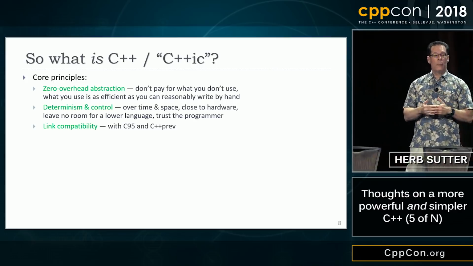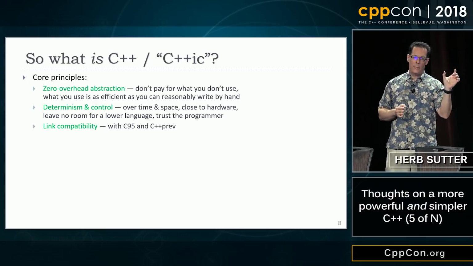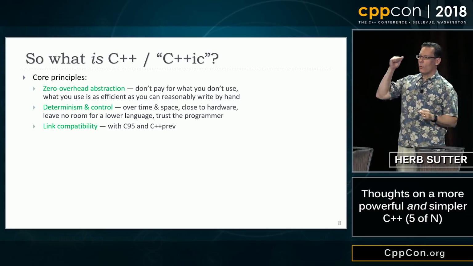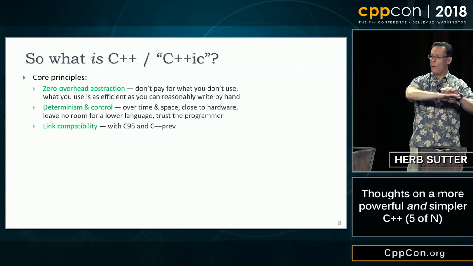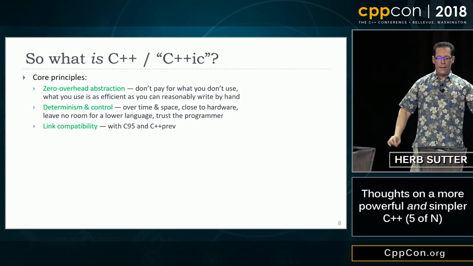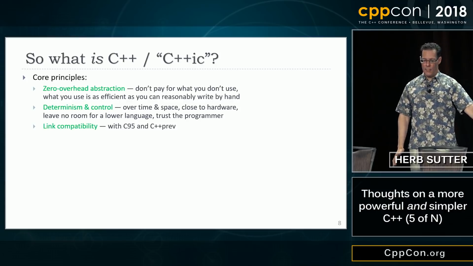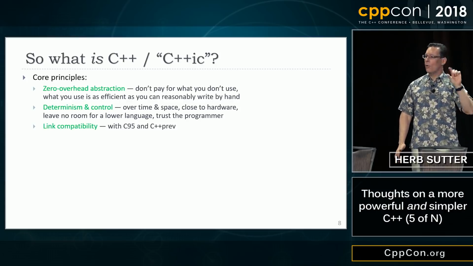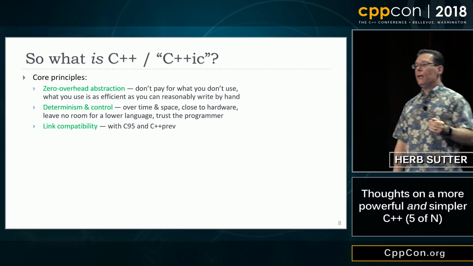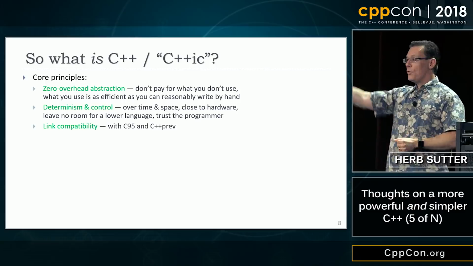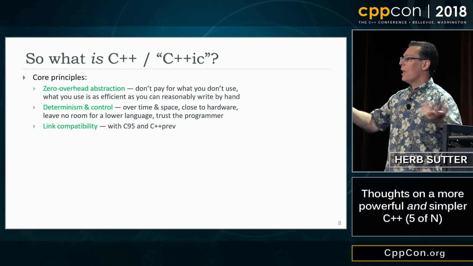We also like determinism and control, and this comes in various flavors, but I think the right way to summarize it is determinism and control: control over time and space, bounded execution time, space layout, knowing where your data lives. This includes leaving no room for a lower language than C++ other than assembler. It means trust the programmer. All that fits in this bucket. And then we have great link compatibility, so we can use old C++ and new C++ in the same project and link it together, and it works.